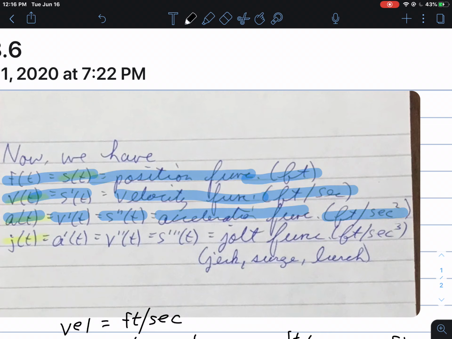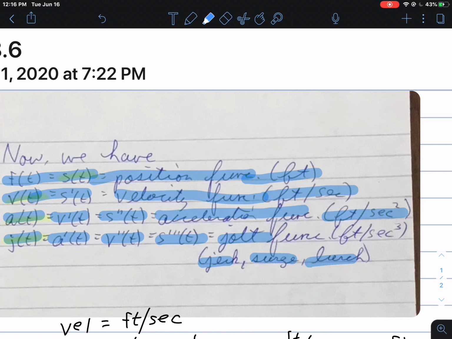I went ahead and mentioned the third derivative here just because we mentioned it previously. The third derivative of your position function, s triple prime, which is the derivative of the acceleration, which also makes it the second derivative of the velocity function. Right? It's all relative to which function you're talking about, but ultimately it is the third derivative of your position function. We call it j of t. It goes by a lot of different names. We call it the jolt function, or the jerk function, or the surge function, or the lurch function.